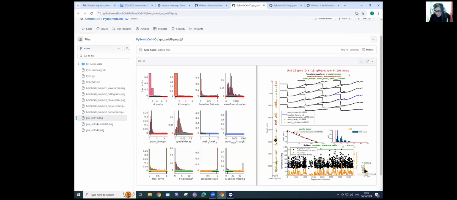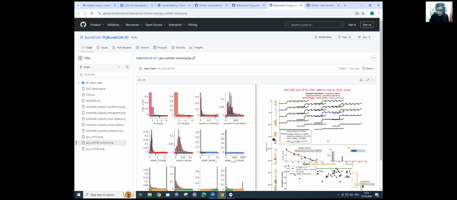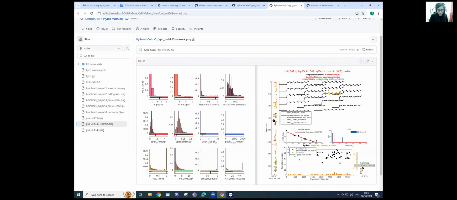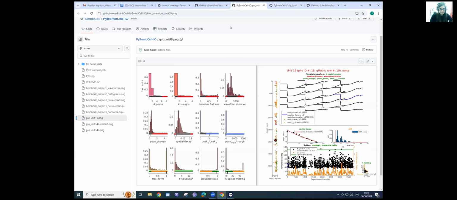So here, for instance, this unit should not pass the spatial decay threshold because you can see there's really no spatial decay. And we can look at where it is in spatial decay and think, oh, okay, we probably need to adjust that threshold and have it be a little bit higher than what it currently is. For this other unit, it definitely should not pass the number of peaks. And so again, we can look at where it is and we probably want to adjust this quality metric.